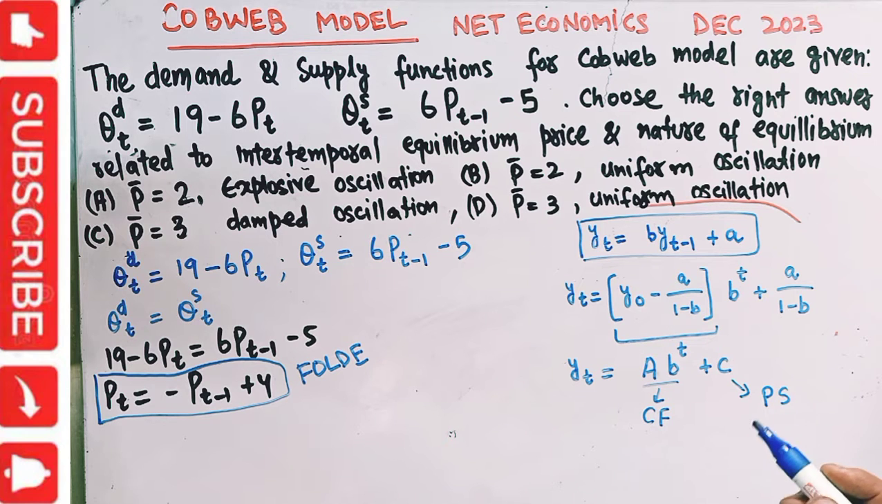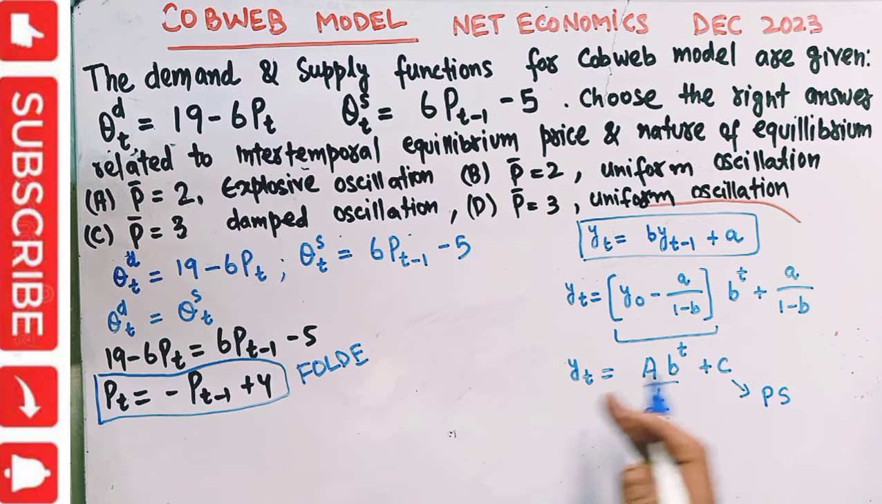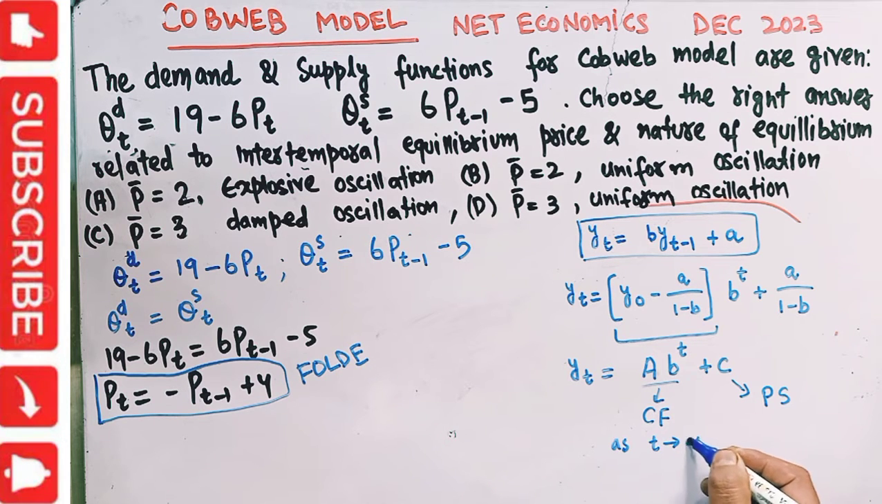To find out whether we have stability in this model, stability will require that as time tends to infinity, A b raised to the power t tends to 0. As time tends to infinity, if this term vanishes, then we say it is dynamically stable. Now the stability will depend upon this b.